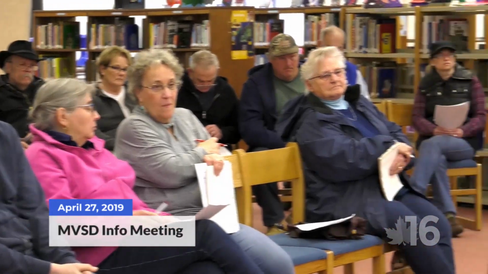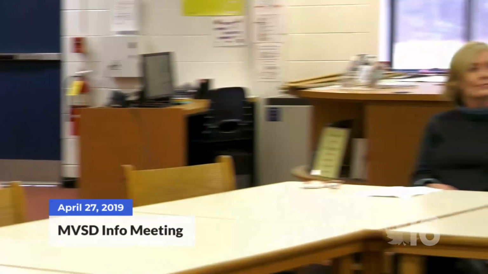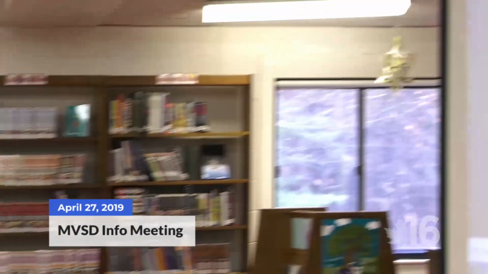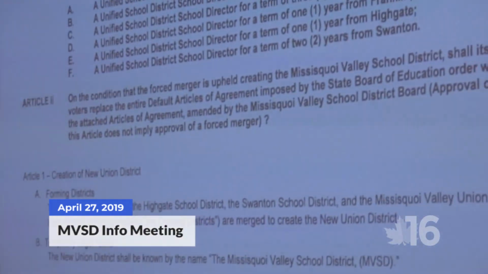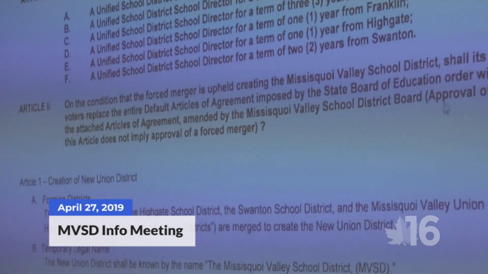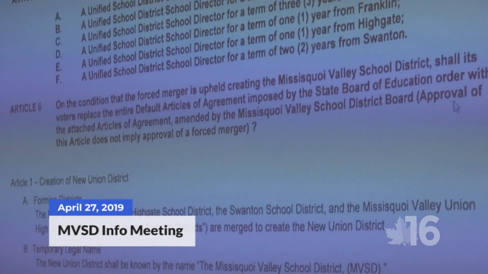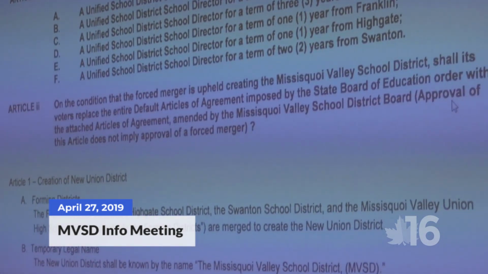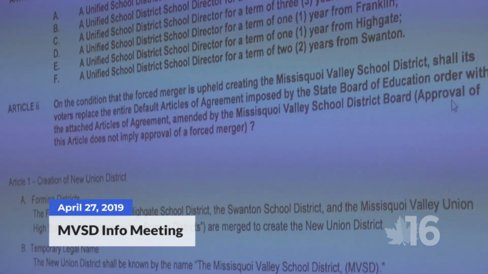There is that paragraph, Article 2, this one right here. If you look at Article 2 up there, and look at the very last sentence in the parentheses: approval of this article does not imply approval of a forced merger. That's why we added that. We wanted to make it clear, so we hope that by actually putting it right on the ballot and on the article itself.